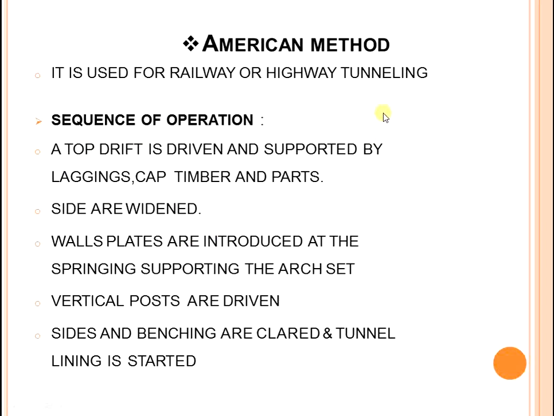The next method is the American method. It is used for railway or highway tunneling, for railway transportation as well as road transportation. The sequence of operation is: the top drift is driven and supported by lagging, cap timber and posts. The sides are widened. Next, wall plates are introduced at the springing, supporting the arch set. The vertical posts are driven. Sides and benching are cleared and tunnel lining is started.